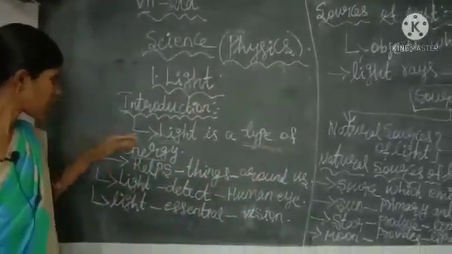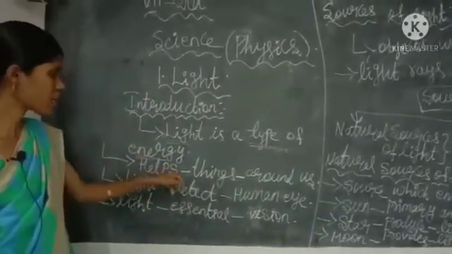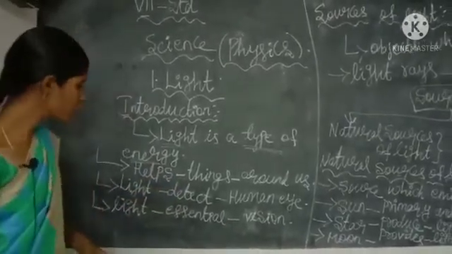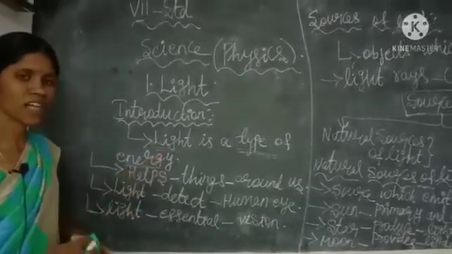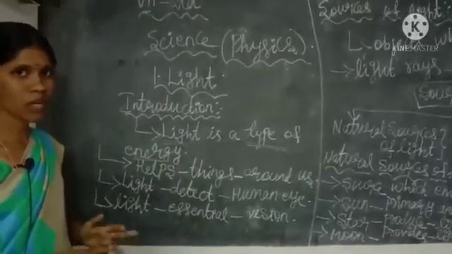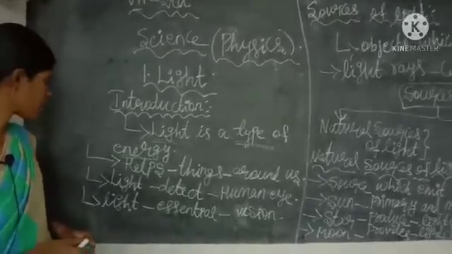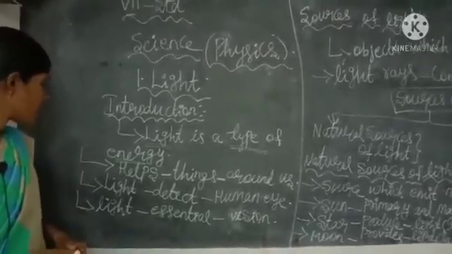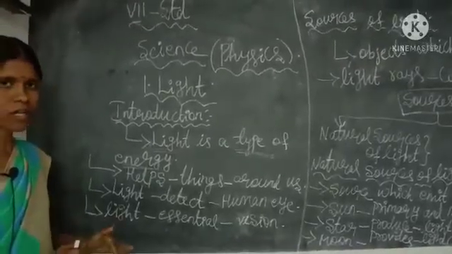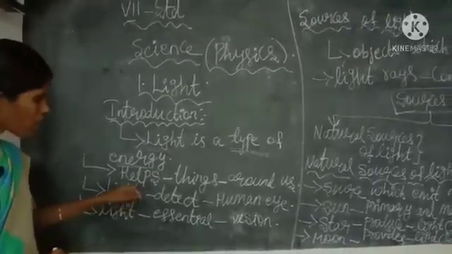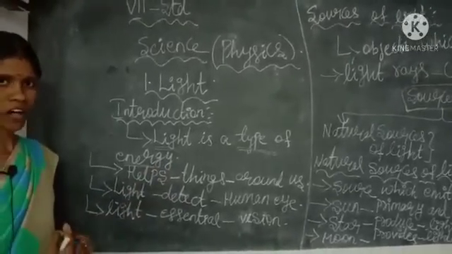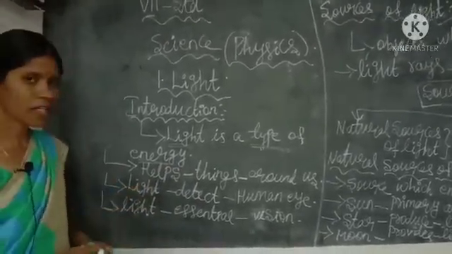With the help of light we see the things all around us in this wonderful world, like a tree, a bus, and so on. Next, light can be detected by the human eye. The light phenomena can be detected by using the human eye or eyes.